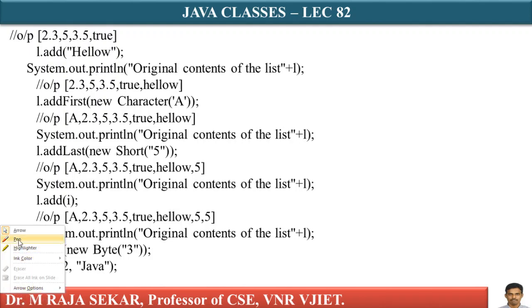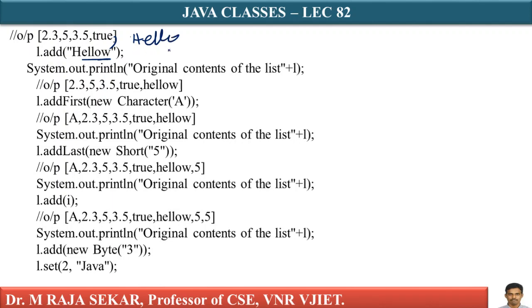L.add hello. Now after true, another node will be created with the content hello. Hello will be added at the end. By default, this particular content will be added at the end. Original contents of the list, what will it display? 2.3, 5, 3.5, true, hello. Of course, if I keep a capital H here, I will get a capital H.